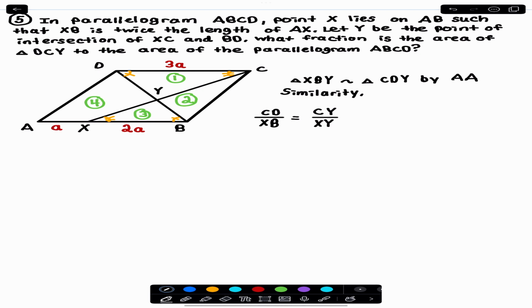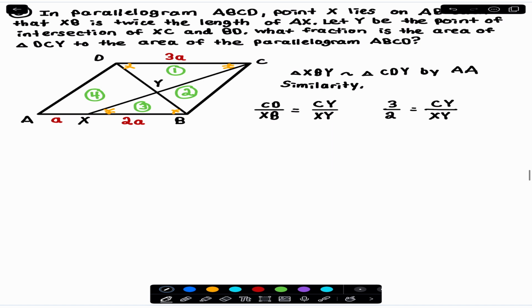Since CD is 3A, XB is 2A. Now we can actually get 3 over 2 is equal to CY over XY. So it's always a great idea to label everything you know. We want to use all our knowledge. So that's the first step with these similar triangles.